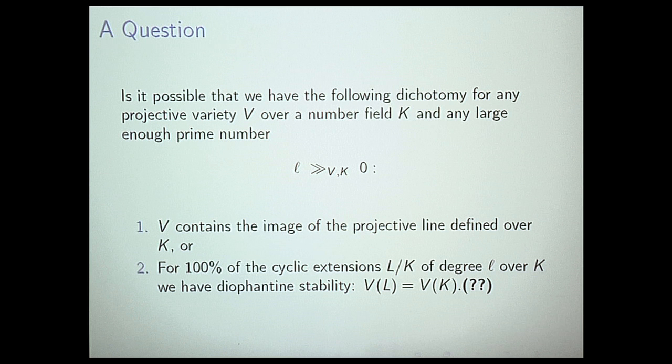And possibly the same thing is true for projective varieties. That is to say, if you have any projective variety, and a large enough prime number, one of these two things will happen: V contains the image of a projective line, or for 100% of the extensions, it will be Diophantine stable. Okay, thank you.